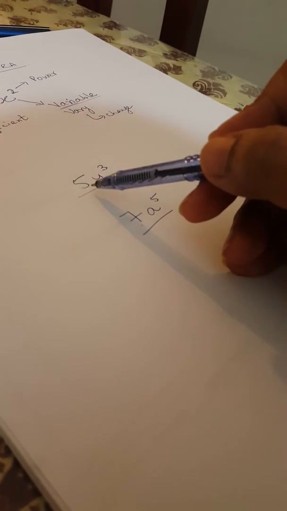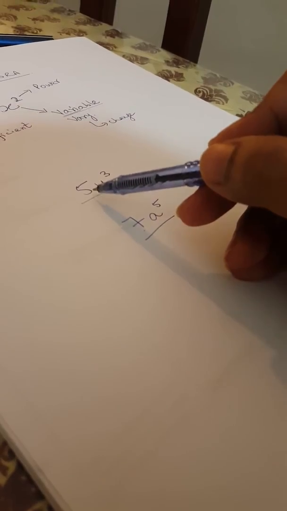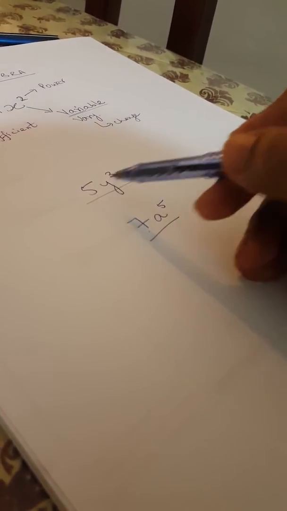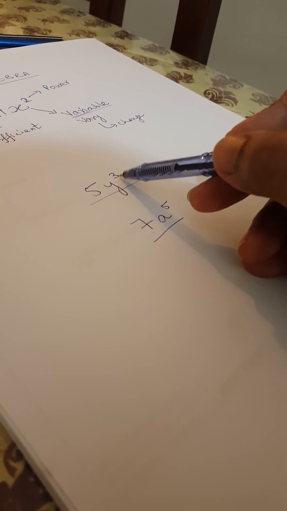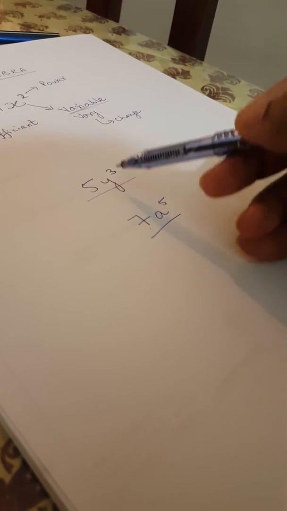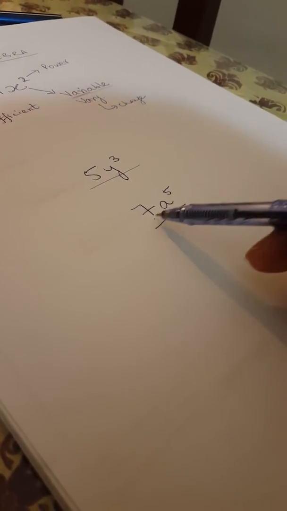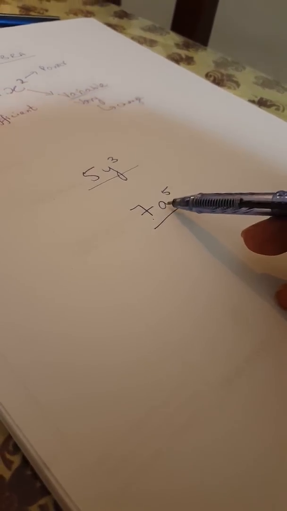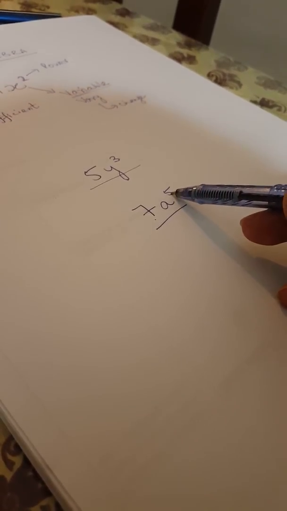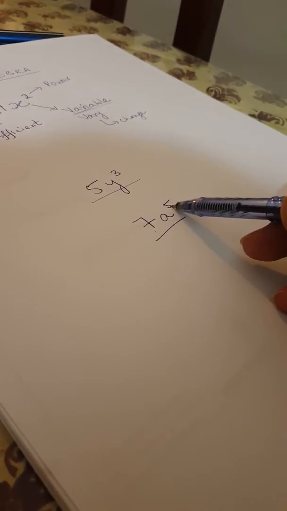Now let's recap what we have discussed so far. This 5 over here is the coefficient of this term, this y is the variable, and this 3 is the power of this variable. Next example, this 7 is the coefficient of this term, a is the variable, and 5 is the power for this variable.